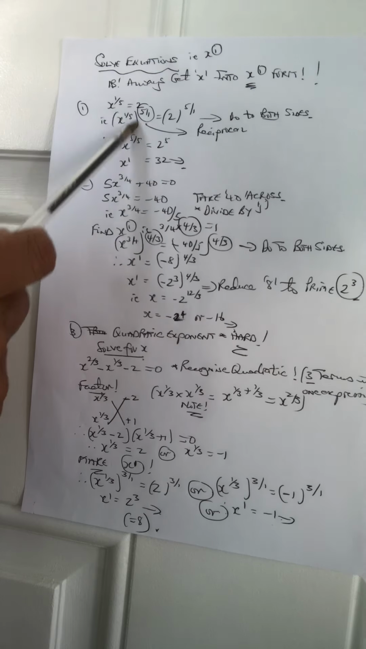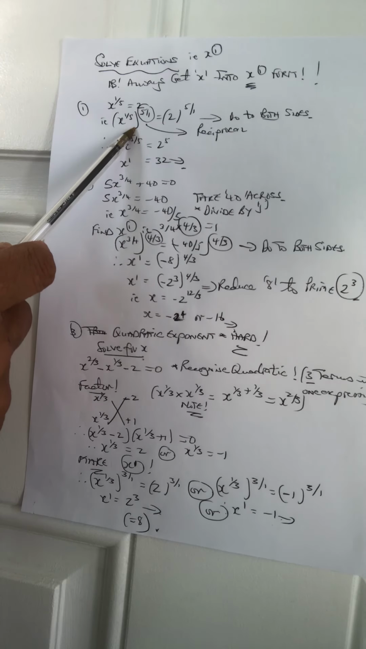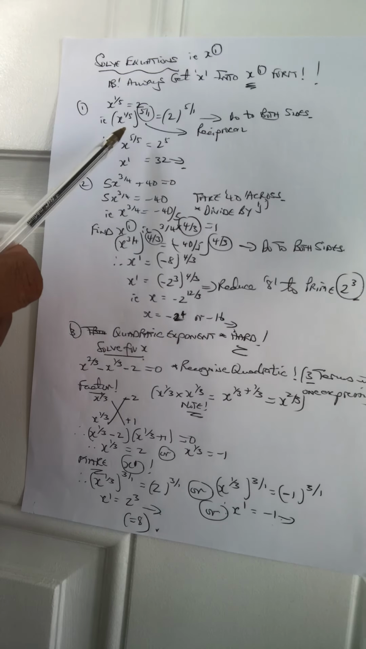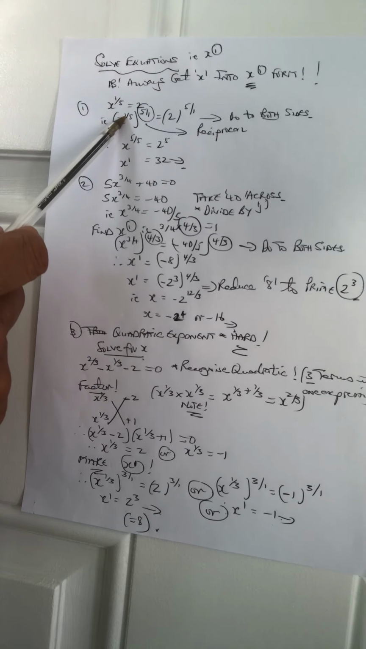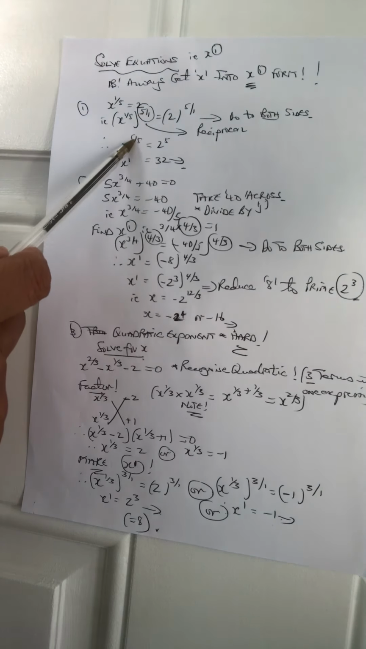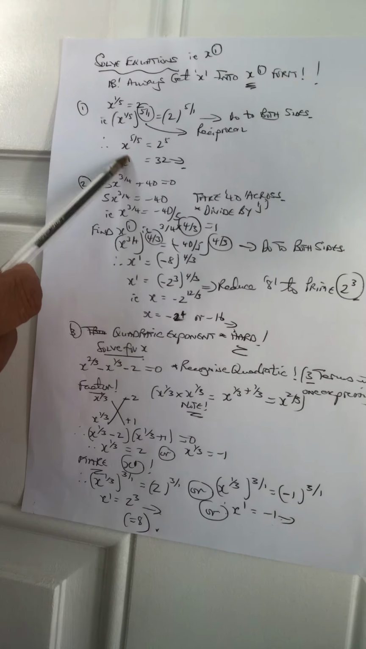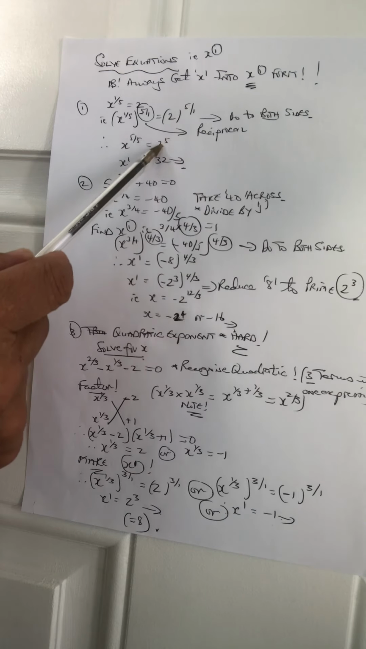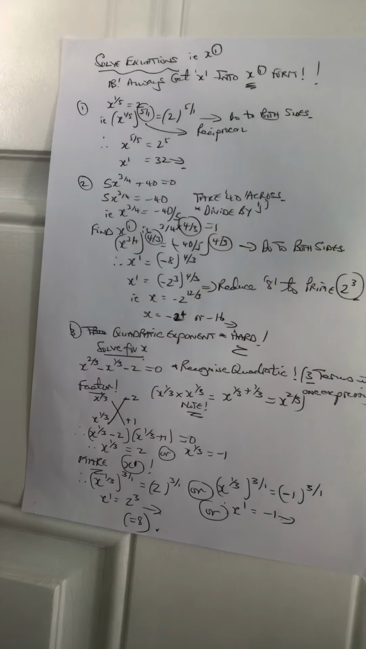Don't forget law number 2. Multiply the powers when you have parentheses or brackets. So 1 over 5 multiplied by 5 over 1 gives me 5 over 5, which is 1. What I do to one side, I do to the other. And so it's 2 to the power of 5, which is 32.